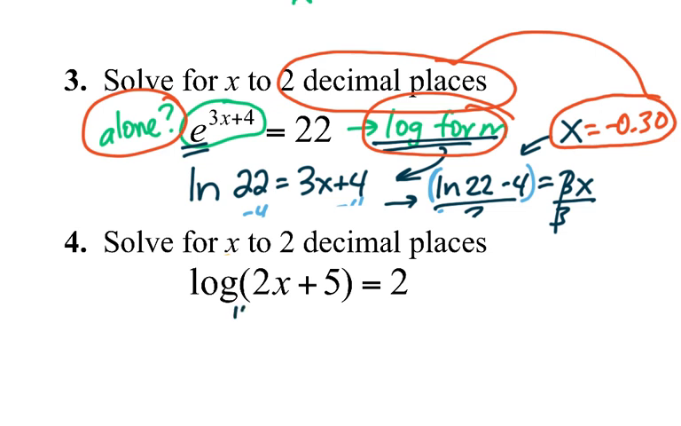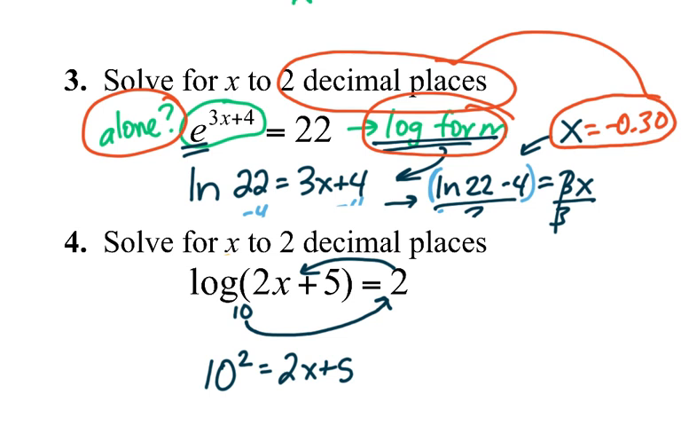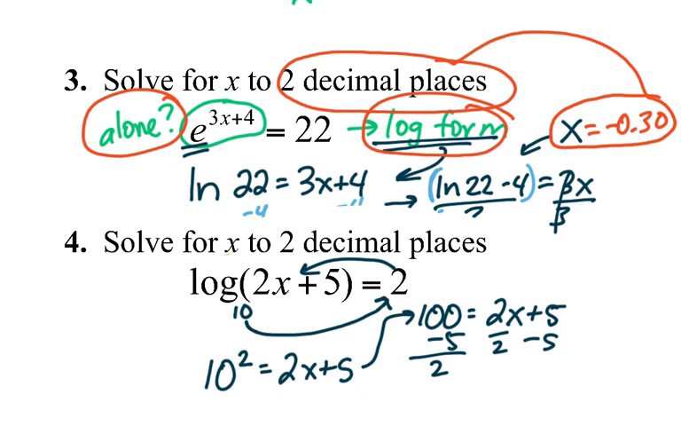Now, what's our base here? It's empty. So it's 10. Remember our arrows? 10 to the 2 equals what's inside the log. Great. Now the x is free and we just need to solve for it. All right, 10 squared is 100 equals 2x plus 5. And then just doing algebra, we're going to subtract 5, and then we're going to divide by 2 when we're done.